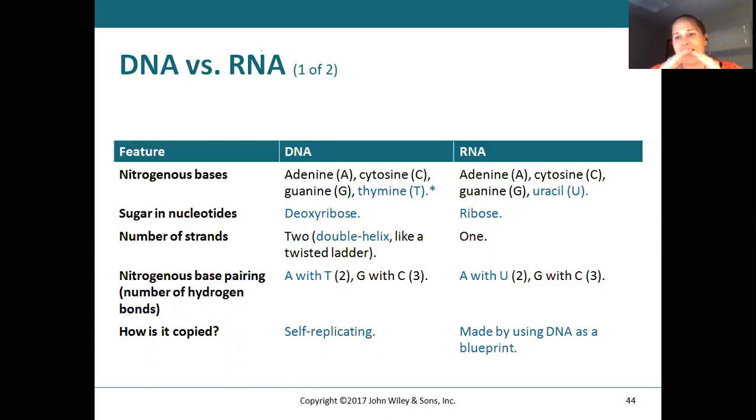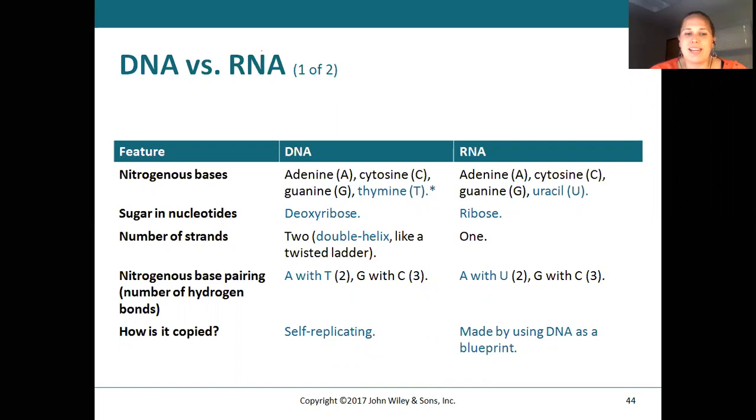The sugar in the nucleotide, again, those pentose sugar backbones that are monosaccharides. DNA is made up of deoxyribose, RNA is made up of ribose. In terms of the number of strands, this is a little simplified here, but DNA generally is a double-stranded structure forming that spiral staircase. RNA can be single, and there are some cases where it doubles up on itself, but we'll just say a single strand structure for right now.